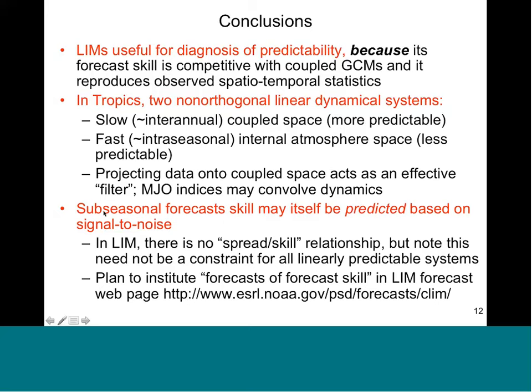But the key thing here is that the subseasonal forecasts do appear to have skill which may be predicted ahead of time based on this kind of signal and noise idea that one can determine from the limb. Now, in the limb, of course, there's no spread skill relationship. So fundamentally, we don't have to worry about variations in spread. All we need to do is look and see what initial conditions are giving rise to greater amplification, and that alone can give us a distinction between what forecasts we expect to be skillful and what do not.